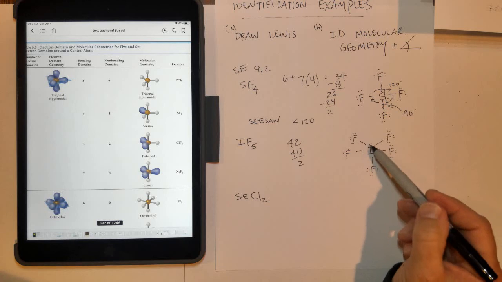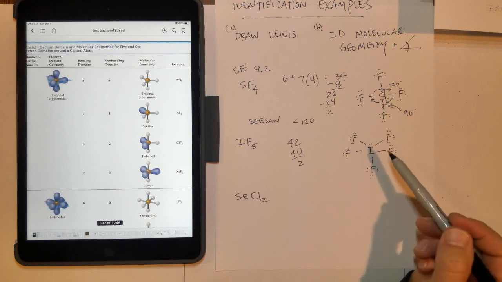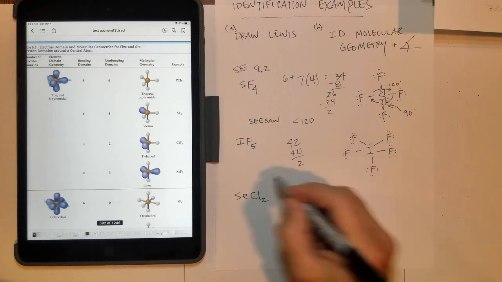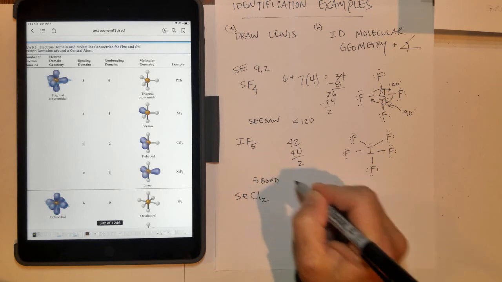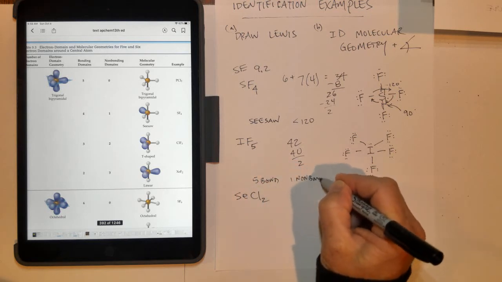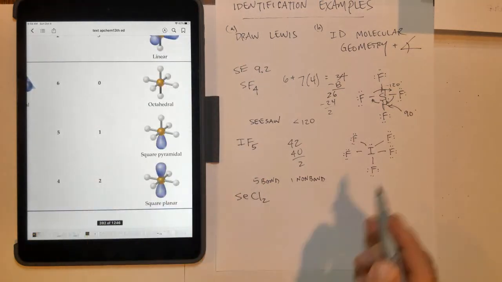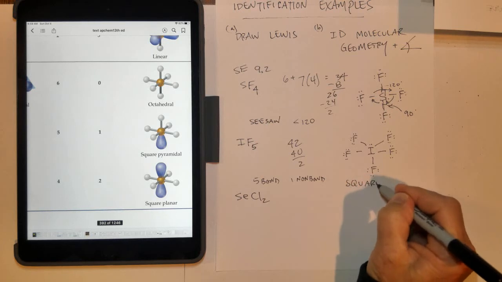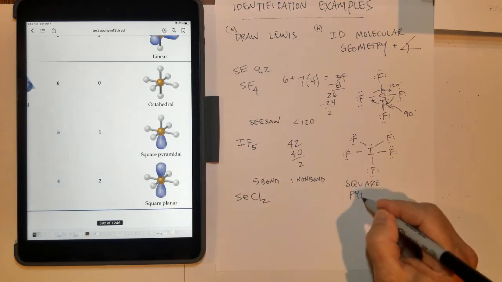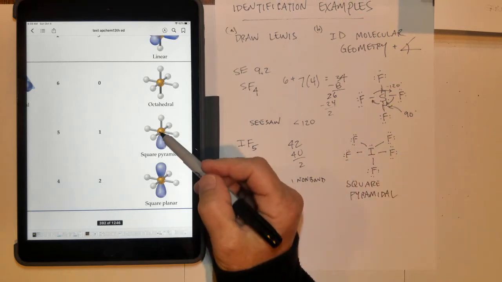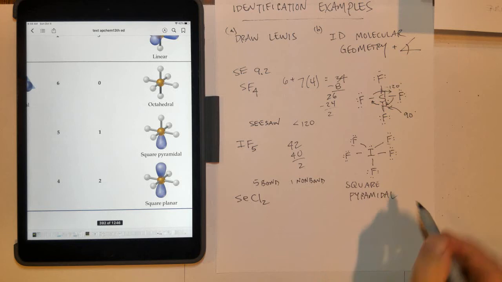Now we have to look at the central atom and decide the bonded and non-bonded domains to determine the molecular geometry. There's 1, 2, 3, 4, 5 bonded, and we have 1 non-bonded. So a total of 6 electron domains, so it definitely comes from the octahedral family. 5 bonded and 1 non-bonded is square pyramidal. That ends up having about 90-degree bond angles. These might be squished just a little bit on the side, but approximately 90 degrees for the bond angles.